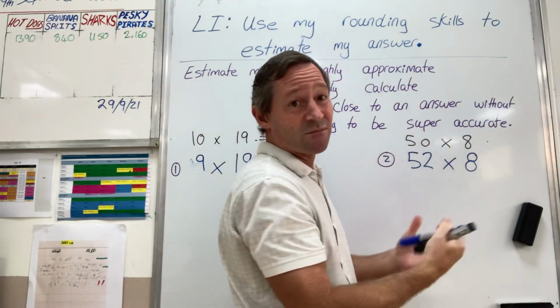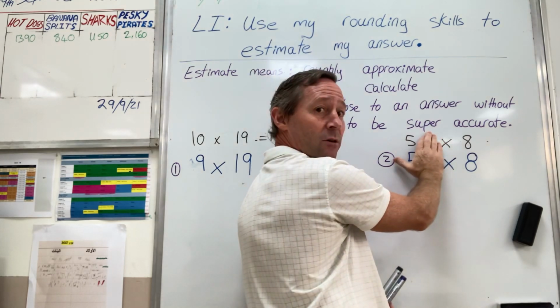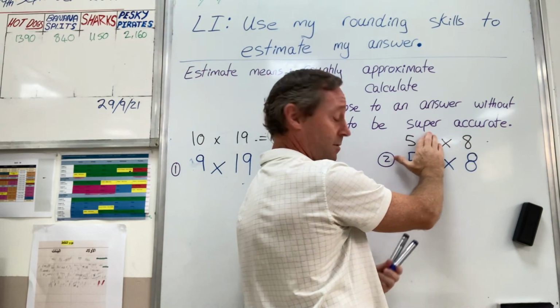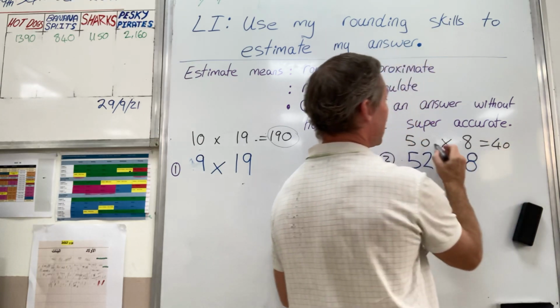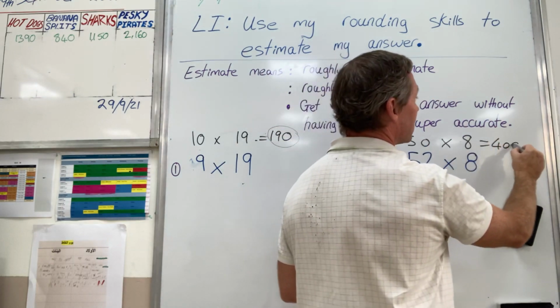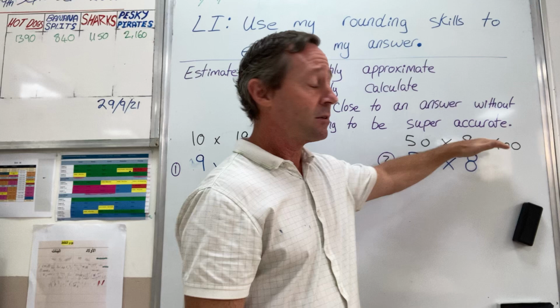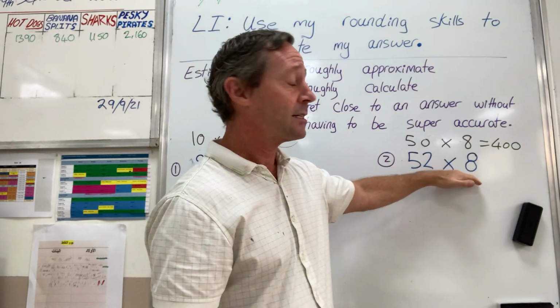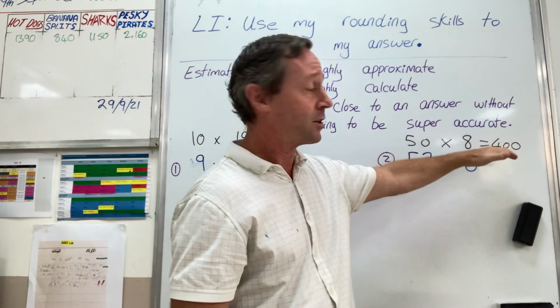50 times 8, might not know that. I could cover up the 0. I know 5 times 8 is 40. And then because I'm dealing with tens, I put that 0 on the end. So 50 times 8 is 400. So 52 times 8 is approximately or roughly 400.